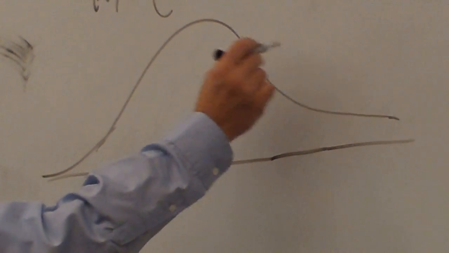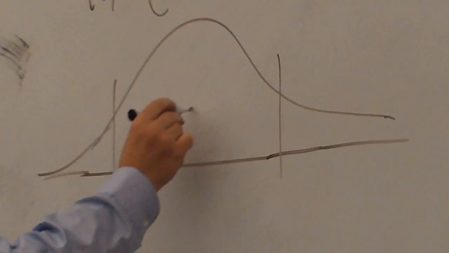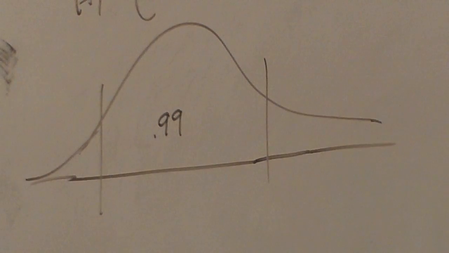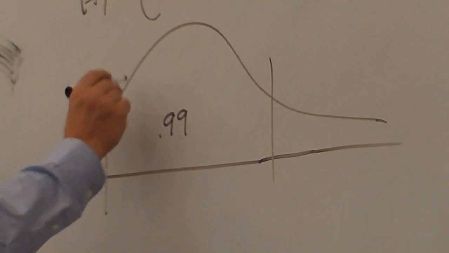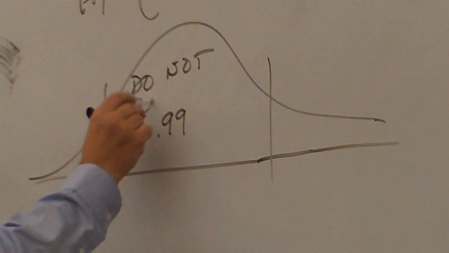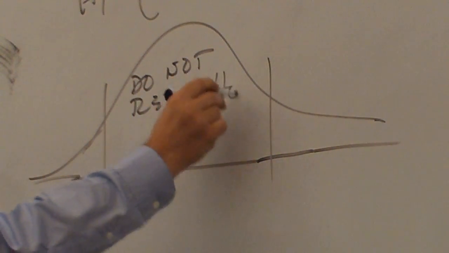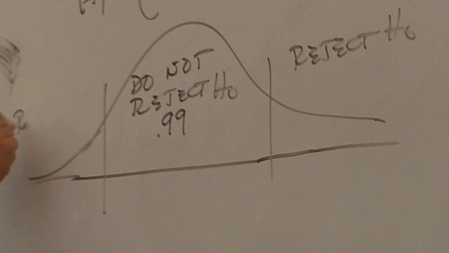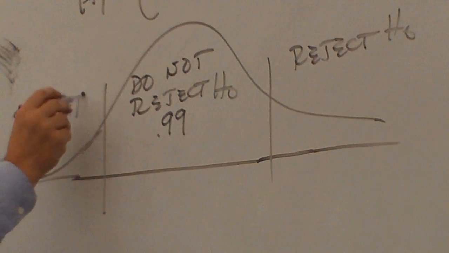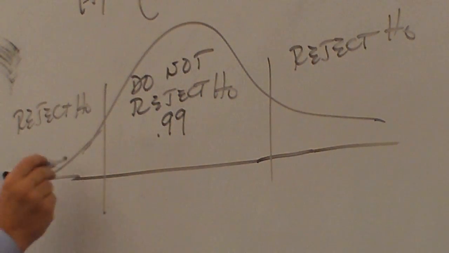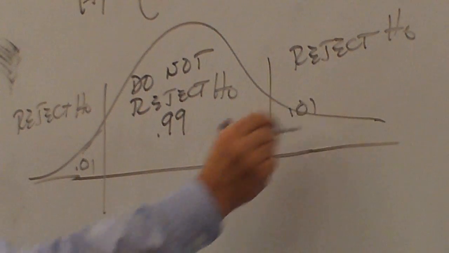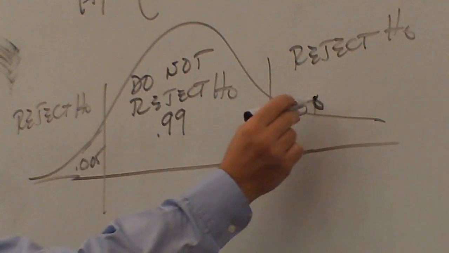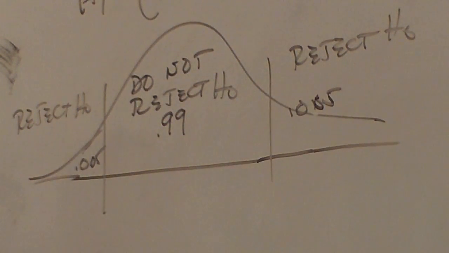So alpha's 0.01, so it means 99% has to be between those values. This is my do not reject H naught region. This is my reject H naught. This is my reject H naught. I have to find that critical value. That area is 0.01. This area is 0.01. No, it's not 0.01, it's 0.005. So I have to find my critical value.